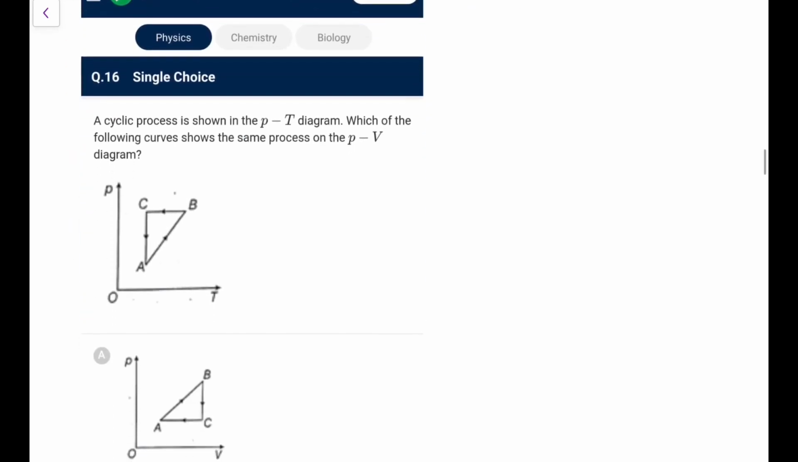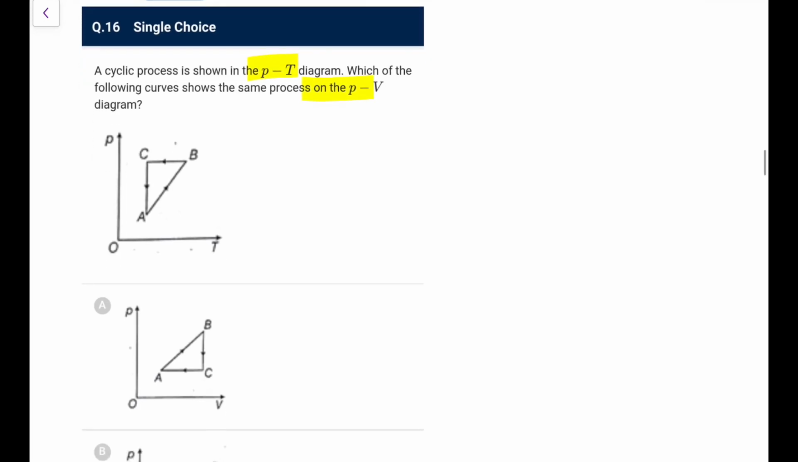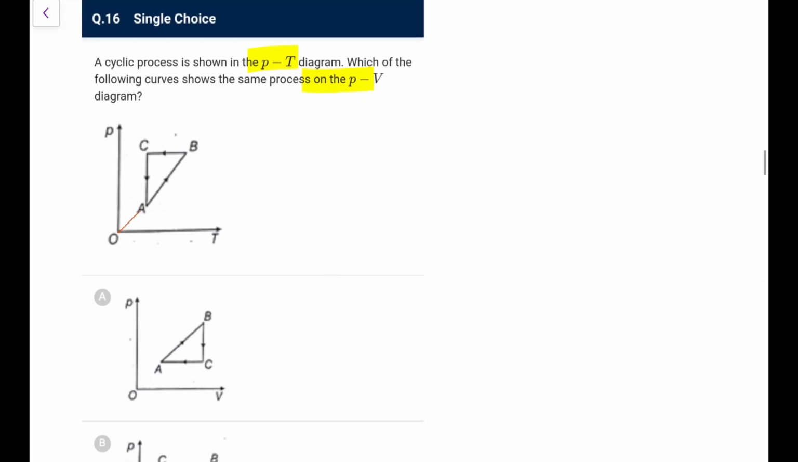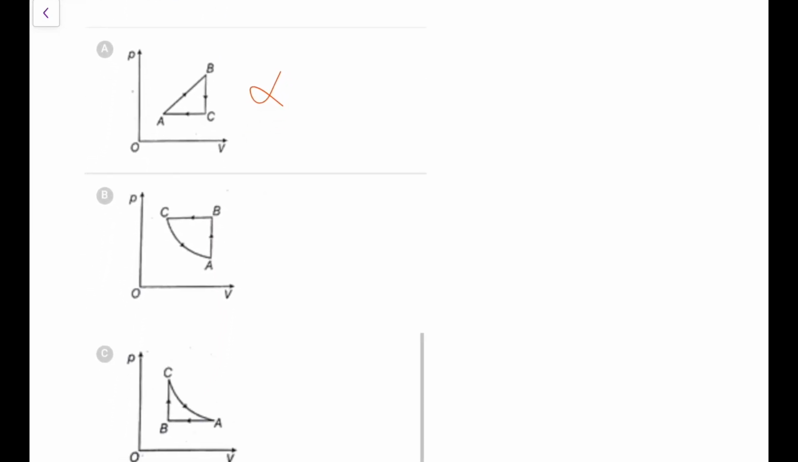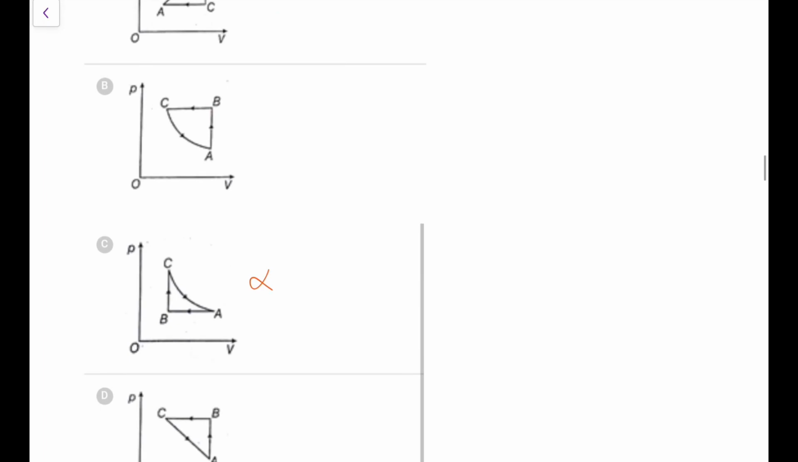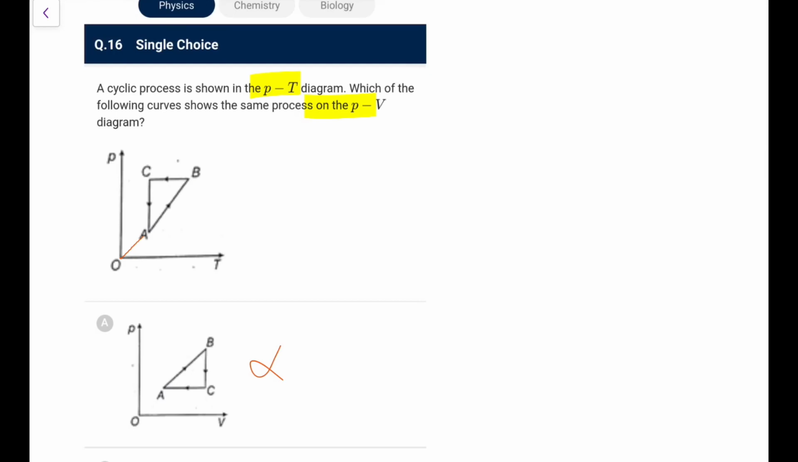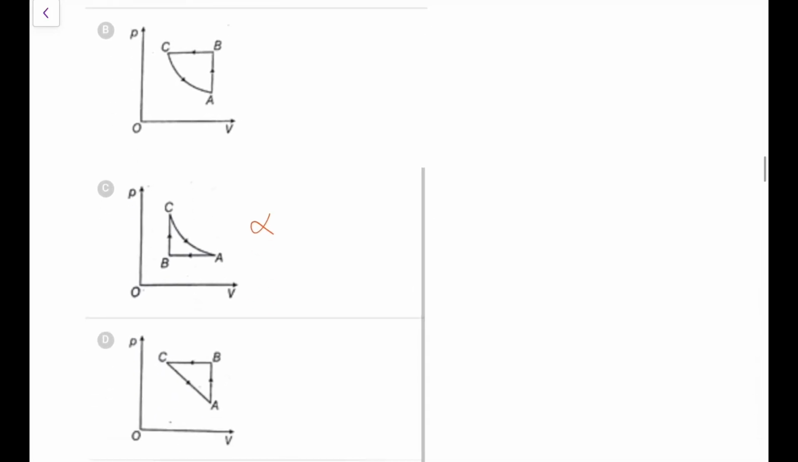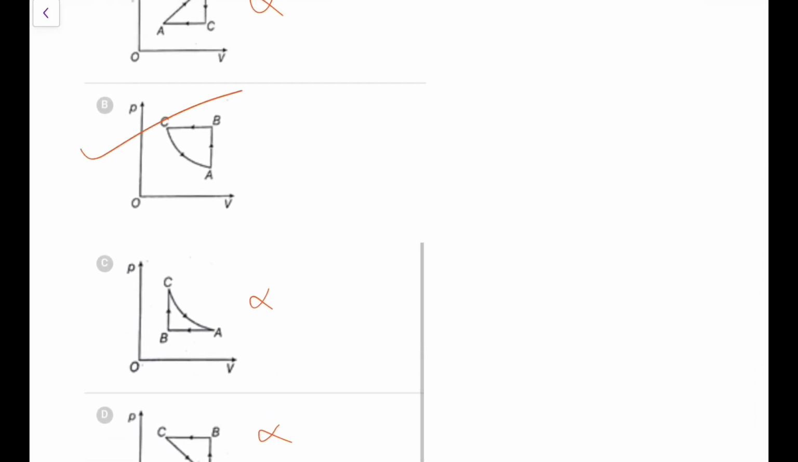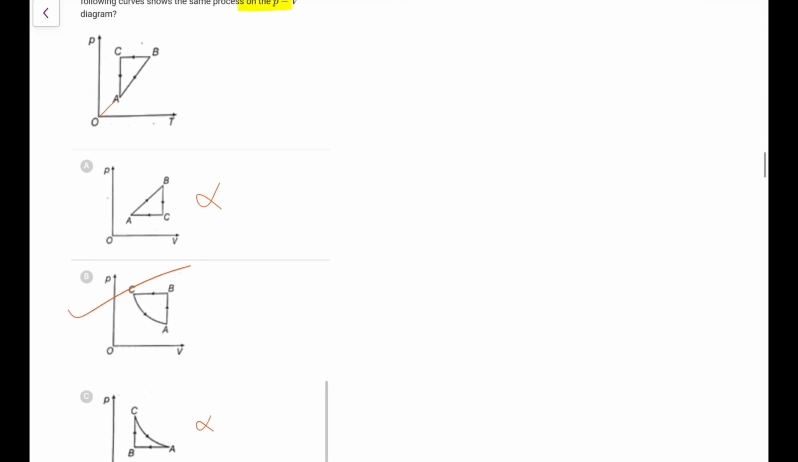Next one. A cyclic process is depicted in the pressure-temperature diagram. Which of the following is the same on the PV diagram? So again, the curve transformation. First of all, A to B looks like it passes through the origin, so volume is constant for A to B. This is rejected, this is selected, this is rejected, and we are left with B and D. Now where's the difference? The difference is in C to A. C to A is at constant temperature, so it would be a hyperbola on that curve, so it cannot be D, it can only be P. So option B is the appropriate one here.